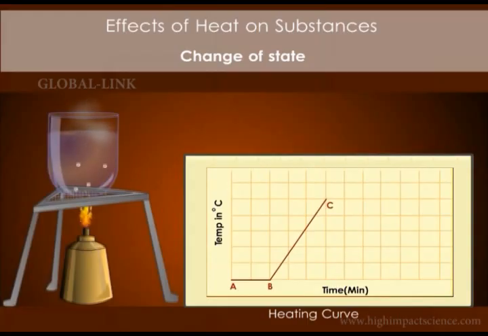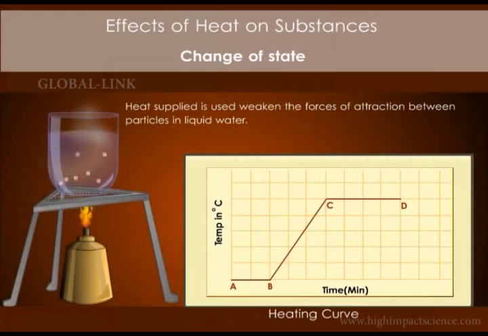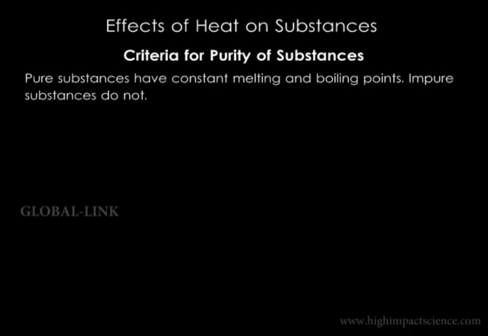In region CD, the temperature remains constant again until all the water is converted to steam. The heat supplied is used to weaken the forces of attraction between the particles rather than increase the kinetic energy of the particles. This temperature is called the boiling point. All pure substances have a constant and specific boiling and melting points. Impure substances do not have constant boiling and melting points.